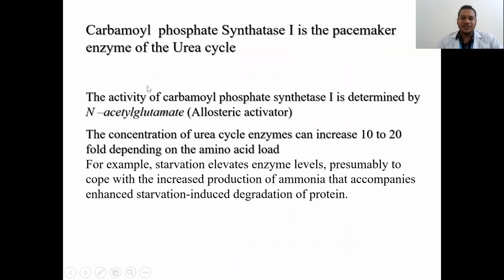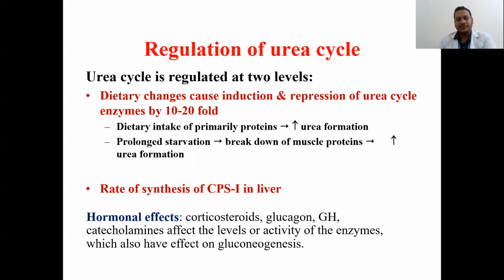So carbamoyl phosphate synthase 1 is the pacemaker enzyme of the urea cycle. The activity of carbamoyl phosphate synthase 1 is determined by N-acetyl glutamate, which is an allosteric activator. The concentration of the urea cycle enzymes can increase 10 to 20 fold depending upon the ammonia load. For example, starvation elevates the enzyme levels, presumably to cope with increased production of ammonia that enhances the starvation-induced degradation of protein.